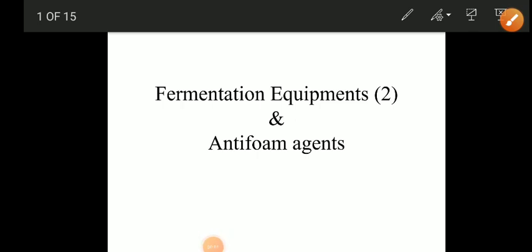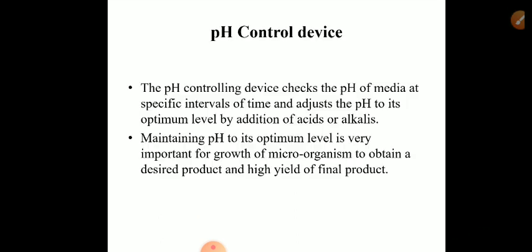Hello students. Today we are going to continue with the parts of the fermenter or fermentation equipments, and we will also study antifoam agents. So yesterday we discussed various parts of a fermenter like aeration device, that is air sparger, agitation device, that is agitator or impeller. Then we discussed a sampling point, inoculum point. Now today we are going to discuss further about pH control device.